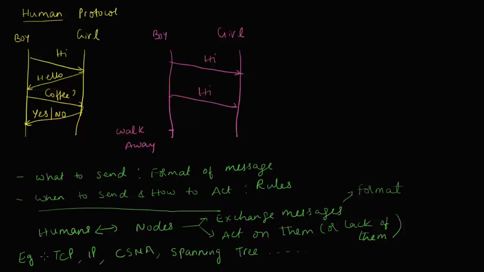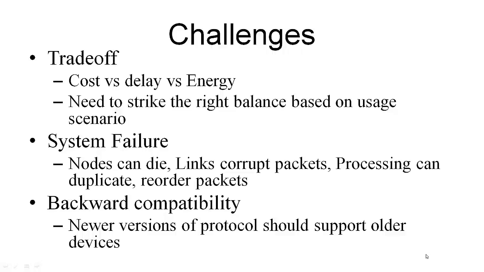So as part of this course, we are going to cover a whole lot of protocols: TCP, IP, CSMA, spanning tree, so on and so forth. Remember, we were talking about goals. Like in real life, that is movies, before the hero gets the girl, he has to overcome a lot of challenges placed by the villain. So similarly in computer networks, before you can reach the goal, you have to overcome a whole lot of challenges.